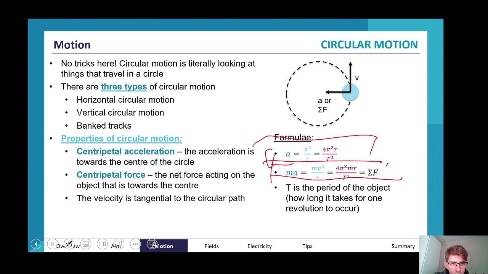The properties of circular motion are essentially centripetal acceleration and centripetal force, where centripetal acceleration refers to the acceleration which is towards the center of the circle, and centripetal force refers to the net force acting on the object that is towards the center. And the velocity is tangential to the circular path, right?